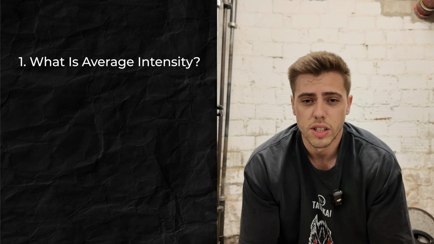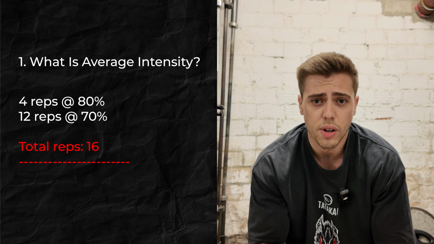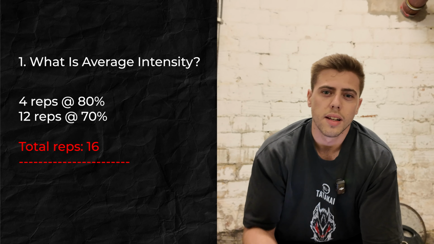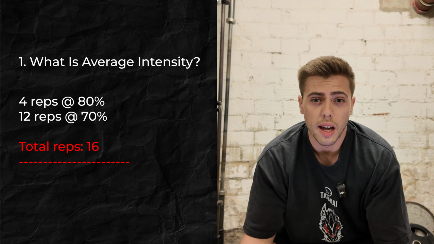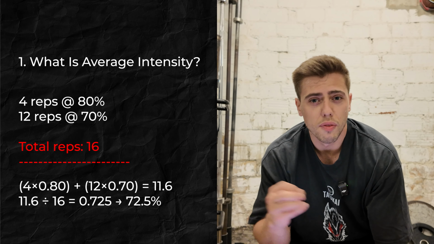What is average intensity? It is the average amount of load you moved in a training session, week or block relative to your 1RM. It basically tells you how heavy your training actually was, and it's a number that displays the sum of the average workload done during that session, week or training block.